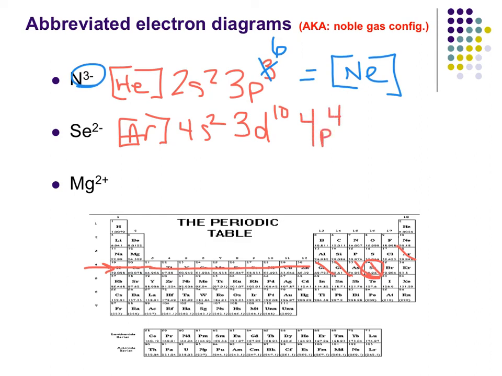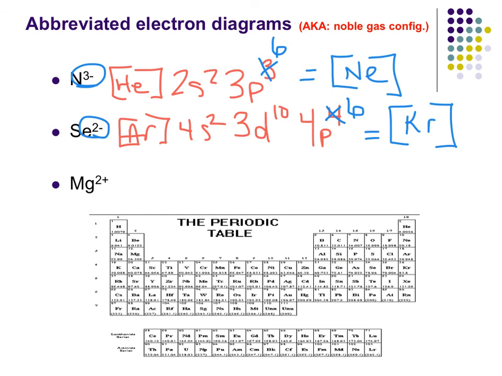But this is not the selenium atom, it's the selenium ion. That -2 charge has to come from having 2 extra electrons, which would make this 4p6. So it's actually going to carry us all the way over to be like krypton, meaning the electron configuration is similar to the krypton electron configuration.